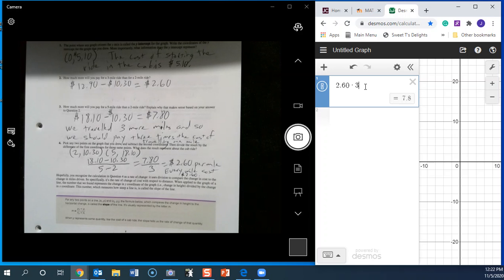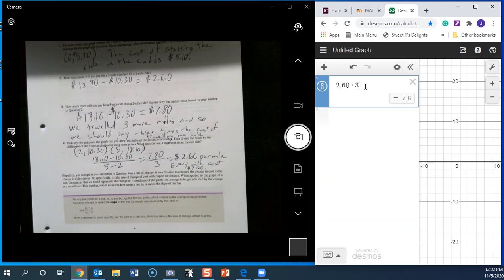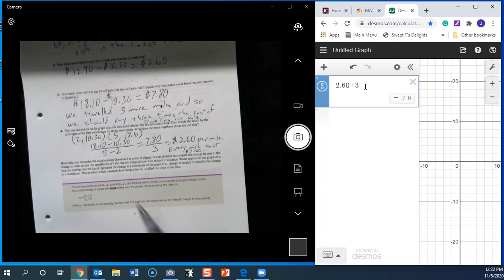Now, when I say y sub 2 and y sub 1 and x sub 2 and x sub 1, what that is telling us is basically where to pull the numbers from in the ordered pairs. And I'm going to write this down here so you can see what I am talking about. Okay, remember we had (2, $10.30), and then we have (5, $18.10). So when we had these two, the x sub 1, x sub 2, y sub 2 and y sub 1 go like this.